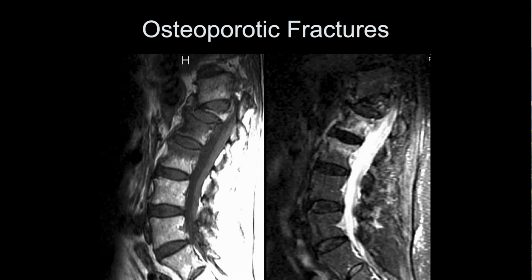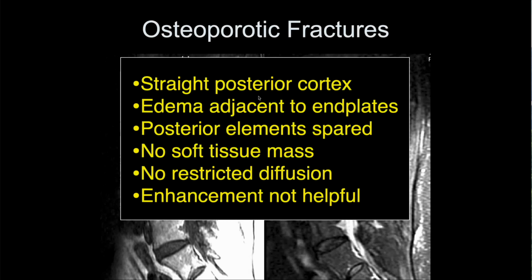This is osteoporotic. Osteoporotic fractures tend to have straight posterior cortices, with edema adjacent to the end plates. The posterior elements tend to be spared in osteoporotic fractures. Typically there's no soft tissue mass and no restricted diffusion, which you will see in tumor. And enhancement is really not helpful in these cases.